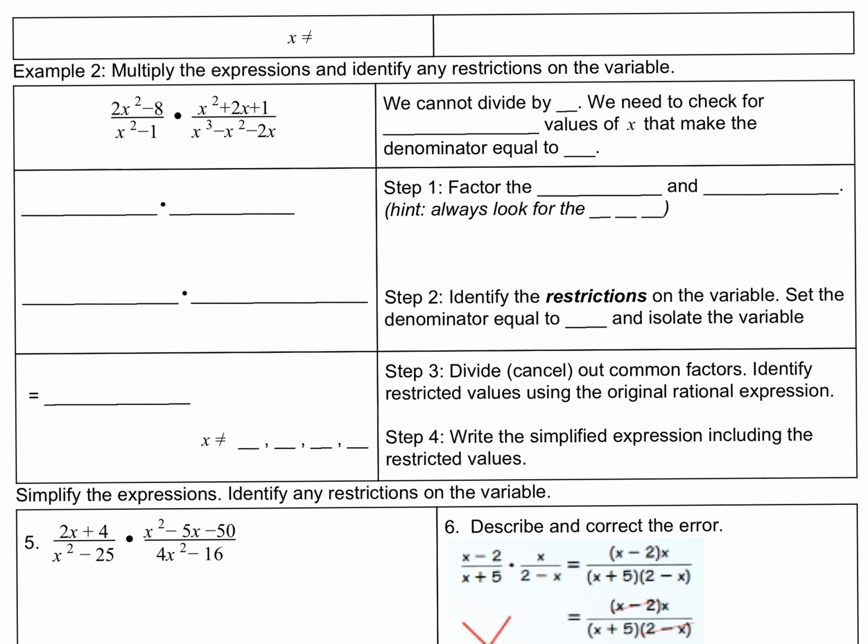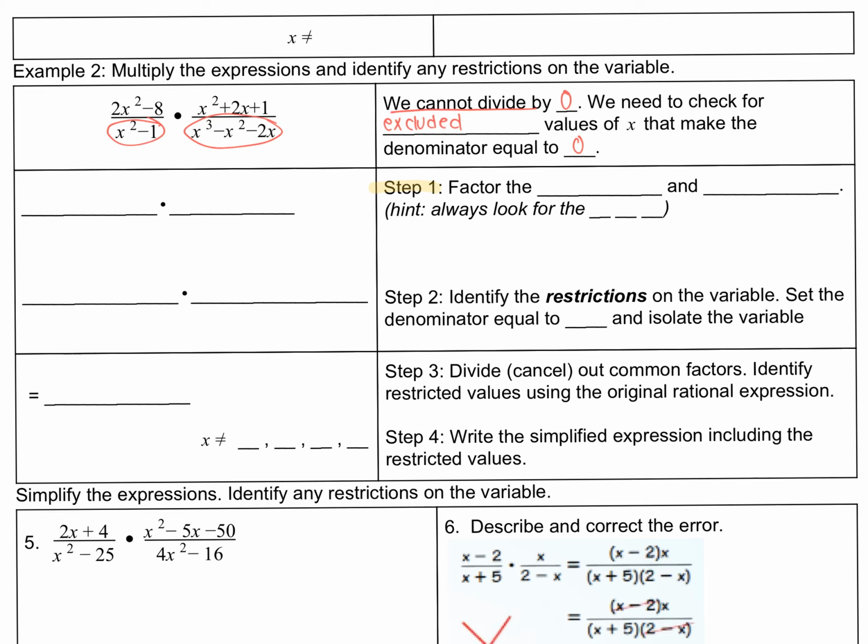So again, we cannot divide by 0. We need to check for excluded values of x that make the denominator equal to 0. So this is a denominator and this is a denominator. So this is going to make us factor. We're going to have to do some factoring.